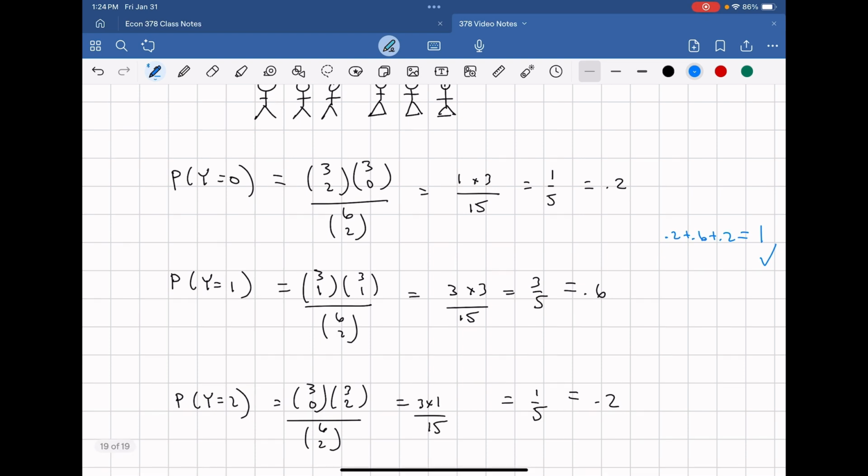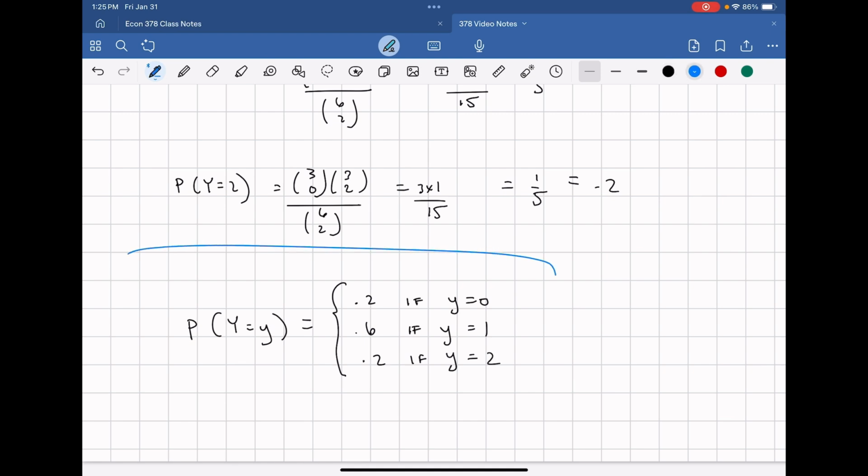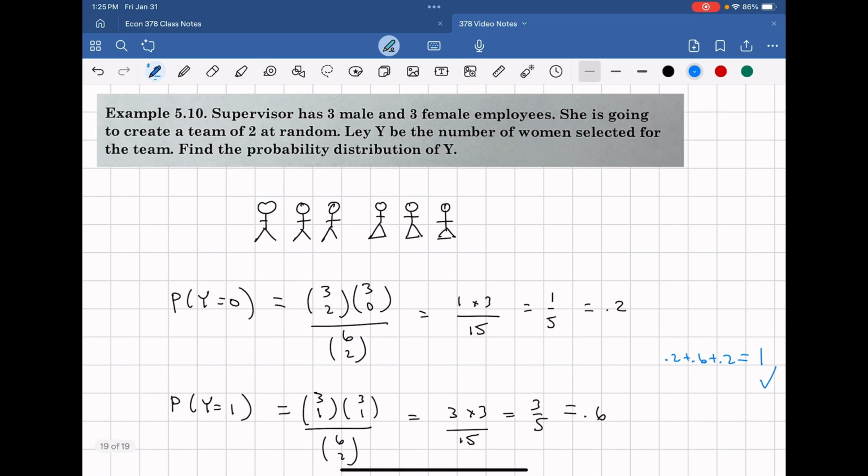Now let's go ahead and write this out in a slightly different way. We can say that the probability that big Y equals little y is equal to, and this might look a little more familiar, 0.2 if y equals 0, 0.6 if y equals 1, and 0.2 if y equals 2. And so that's how we can write out the distribution of this discrete variable based off of this information here.